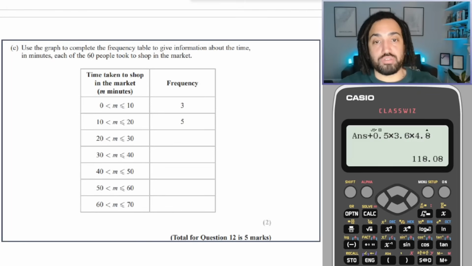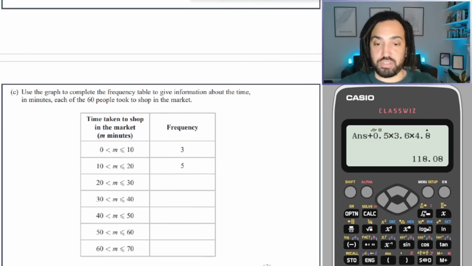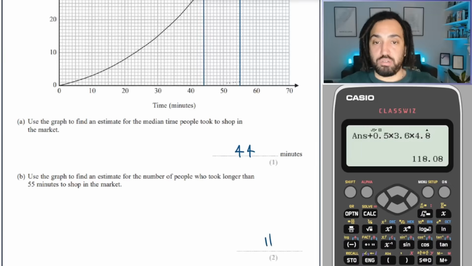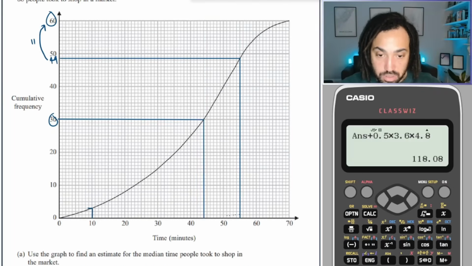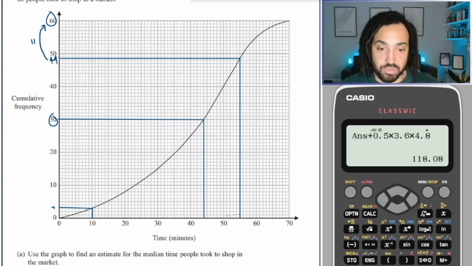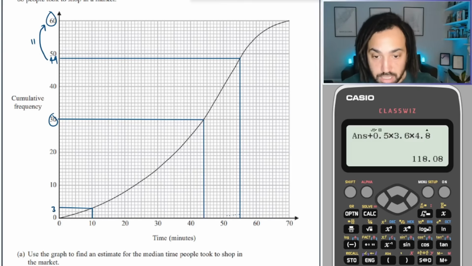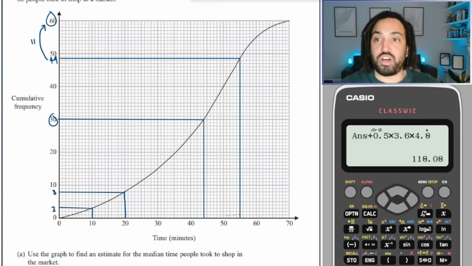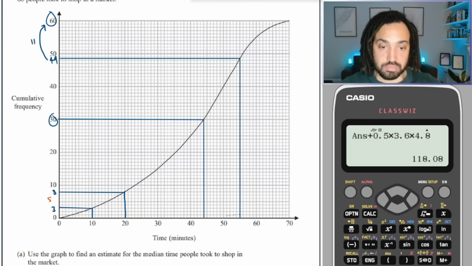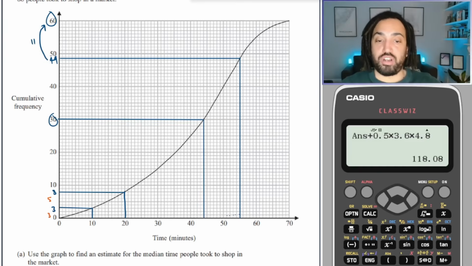Okay, there's more. Use the graph to complete the cumulative frequency table to give information about the time in minutes each of these 60 people took to shop at the market. Oh God, I've never seen a question where you have to reverse engineer it. That's horrible. You just got to look at the graph, and the first one is 3, as they've already told you. The next one is 8, which means the gap between them is 5. So we've got 3 and 5.